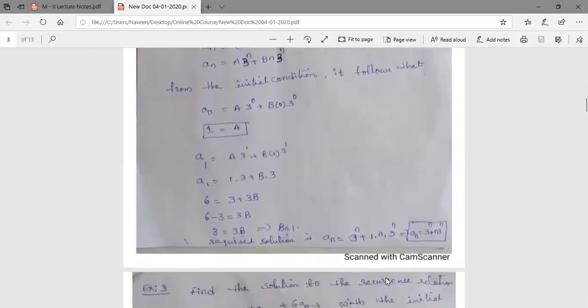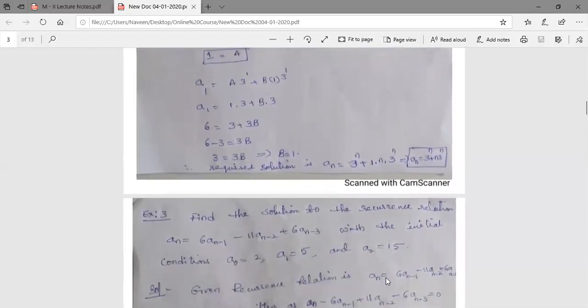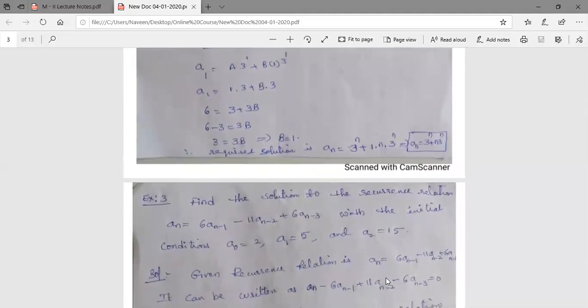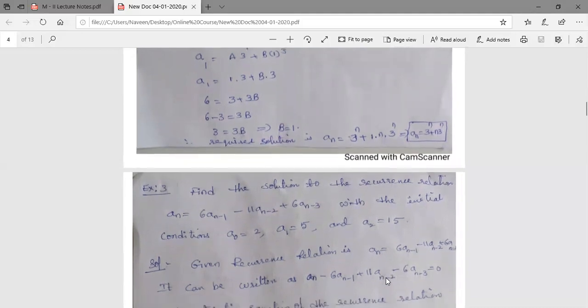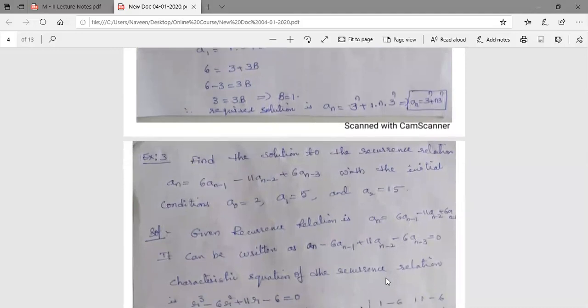Okay, next example. Find the solution to the recurrence relation a_n is equal to 6a_(n-1) minus 11a_(n-2) plus 6a_(n-3) with the initial conditions a_0 is 2, a_1 is 5 and a_2 is equal to 15. Here also we are finding the solutions to the given recurrence relation. You must identify, is it a linear homogeneous recurrence relation? Yes, it is a linear homogeneous recurrence relation.